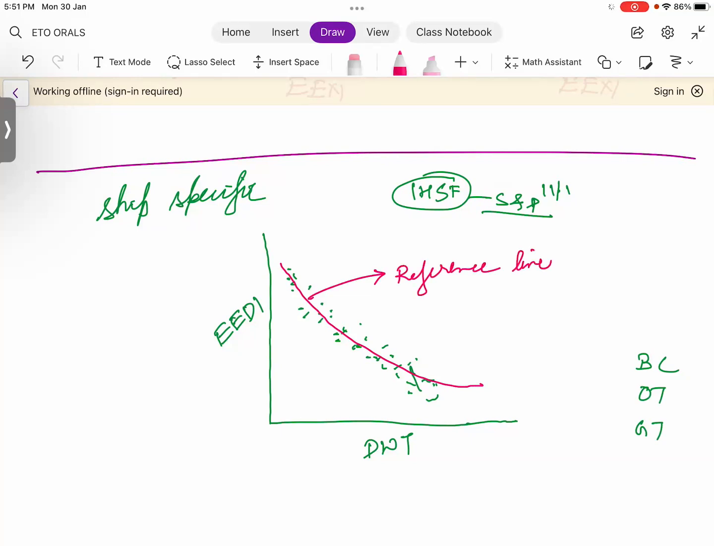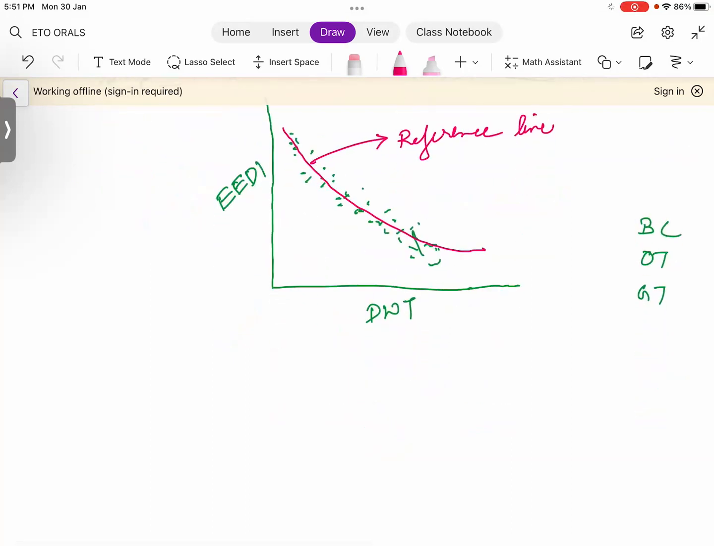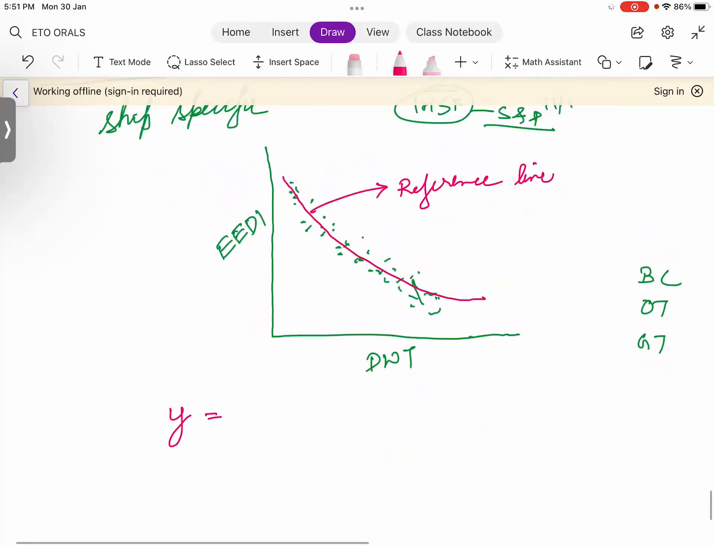I would like to ask you some plus-2 maths: what is the formula of a straight line in maths? Y is equal to mx plus c. Correct. In the same way, this curve which has come is represented by a mathematical formula, equal to a into b to power minus c, where b is the dead weight, and a and c are constants. Now do you have an idea why such a formula came? Have you got an idea, guys?